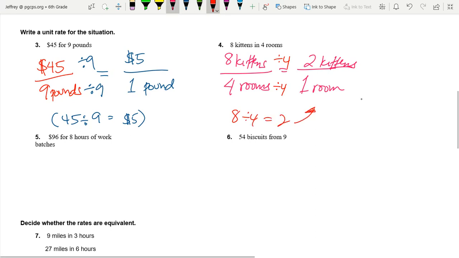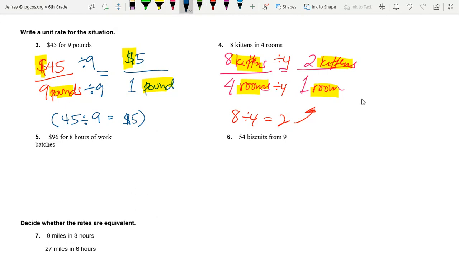Now, the most important thing to remember is we need to include the units of measure, because when we talk about rates, it's a comparison of two quantities with different units. So if you just put the numbers 8 and 4 and 2, we don't know what those numbers mean. So we need to write the units of measure in our answers.